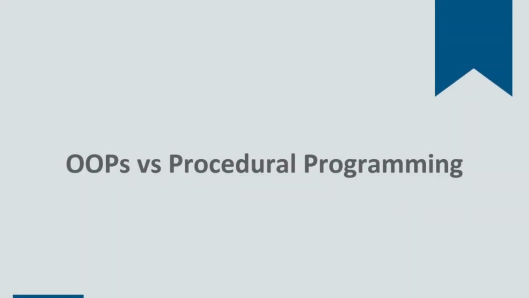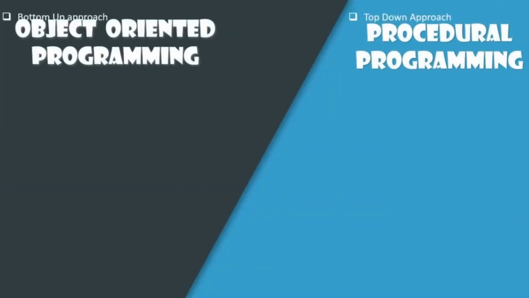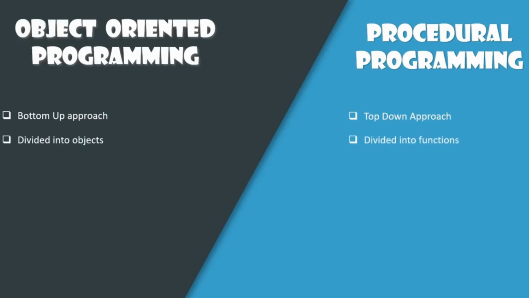Alright, so let us see the difference between OOPS and POP, which is procedure oriented programming. The basic differences are as follows. Number 1, OOP is a bottom up approach, whereas POP is a top down approach. It means in OOPS we start with the object and then with the programming, whereas in POP we directly begin with the programming.